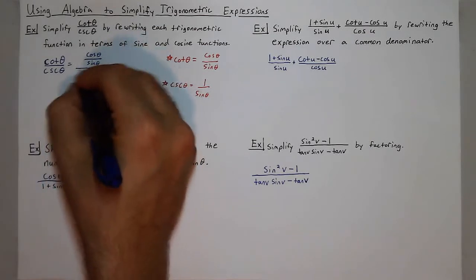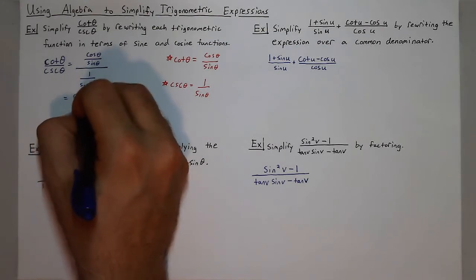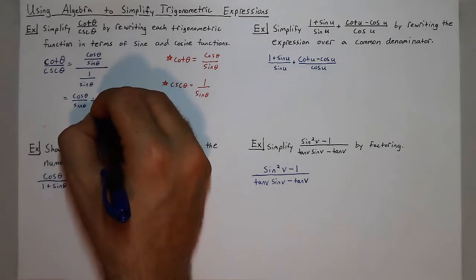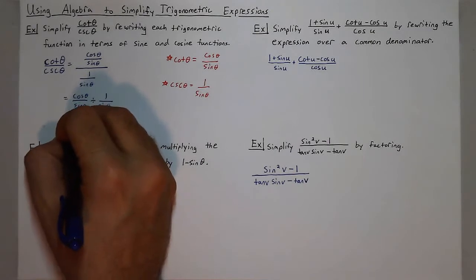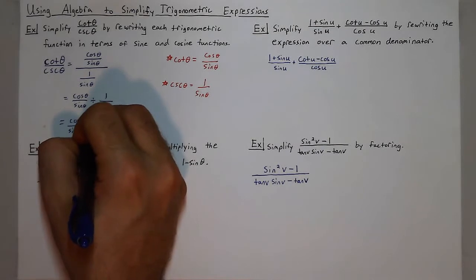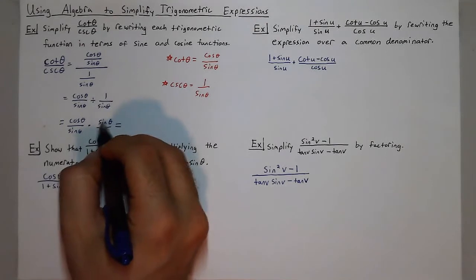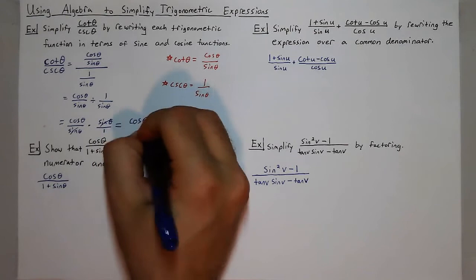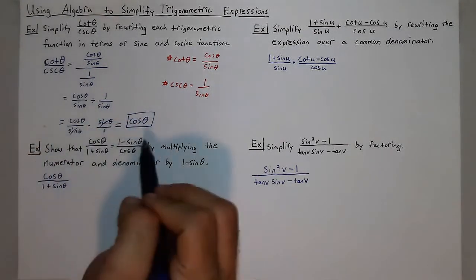Now, we're dividing by a fraction here. So whenever we take cosine of theta over sine theta and divide it by 1 over sine theta, we're actually multiplying by its reciprocal. You'll see this happen quite often while you simplify trig expressions. And then from there, you can see that the sine thetas cancel, and we're left with just cosine of theta. So that expression, those two different trig functions, could have been simplified just down to cosine of theta.